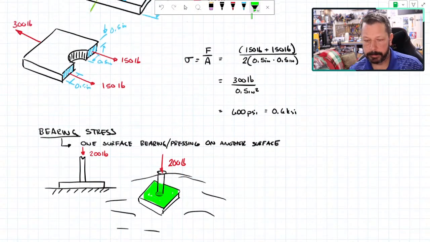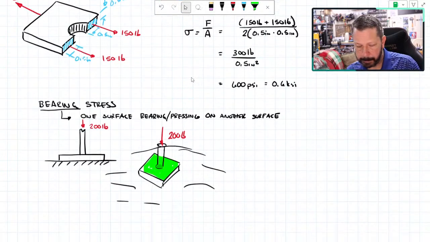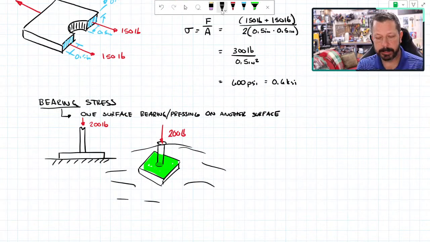And if we have essentially the same equation, but we made A bigger, A's in the denominator, that means sigma, the stress, went down. It got smaller. So bearing stress is really simple to calculate when it's something like this. Just one thing pushing on another one. They're both flat. You just calculate the area between them, and that's the bearing area.